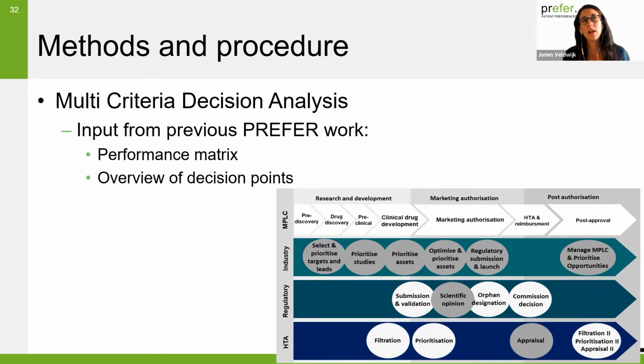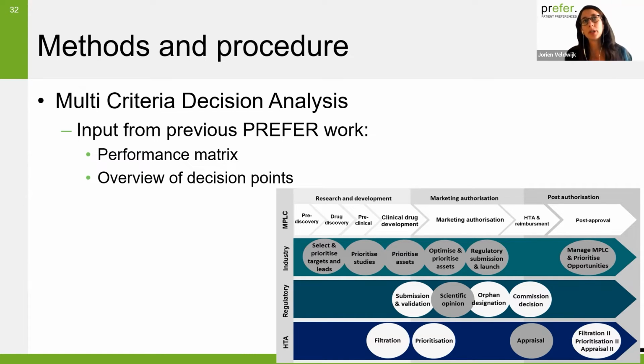On the next slide, what we did is a multi-criteria decision analysis, and we used input from previous work in Prefer. First of all, we used the 19 methods criteria as identified in work package 2 and presented by Eline using this AHP&Q method. And what they also did in that work package, besides identifying the criteria, is building a performance matrix that shows basically if a certain method complies to the criterion or not.